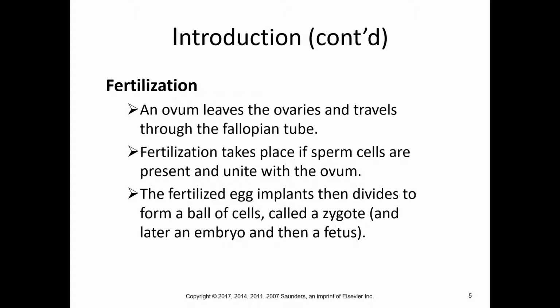and the sperm cell uses a little enzyme on its head, which is called the acrosome, and that little enzyme basically erodes away the wall of the ovum, and it can get inside and then introduce its genetic information into the ovum. So fertilization takes place if the sperm cell is present and unites with the ovum. The fertilized egg will then implant and divide to form a ball of cells called a zygote, later called an embryo, and even later down the road we call it a fetus.